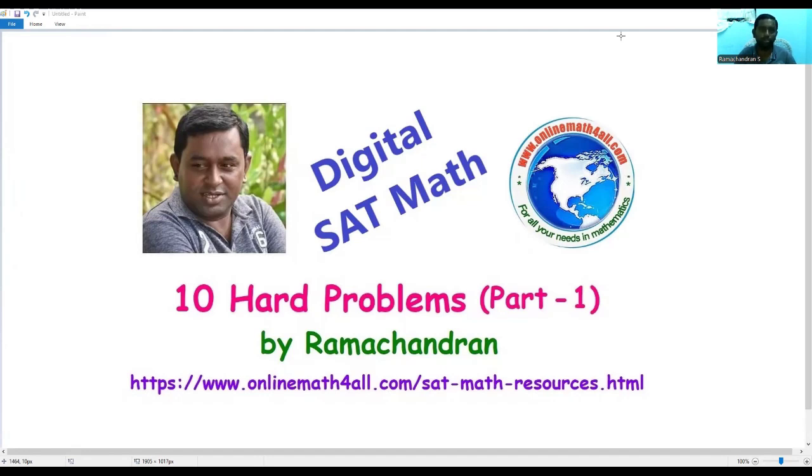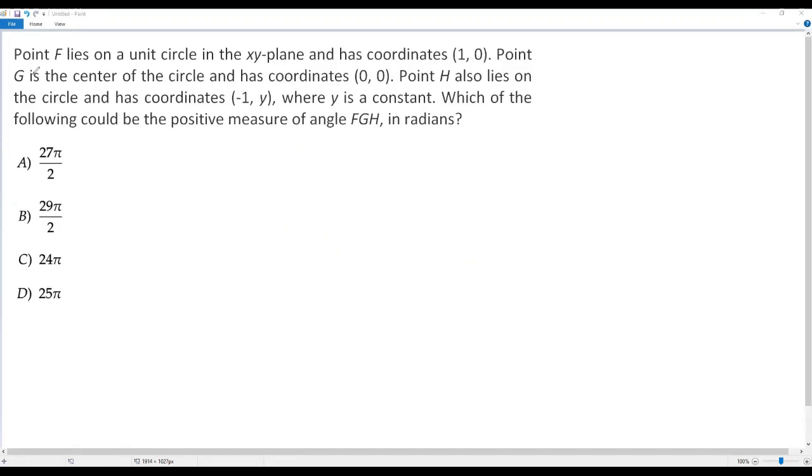Now let's go to the problems. Point F lies on a unit circle in the xy plane and has coordinates (1, 0). Point G is the center of the unit circle and has coordinates (0, 0). Point H also lies on the circle and has coordinates (-1, y), where y is a constant. Which of the following could be the positive measure of angle FGH in radians?